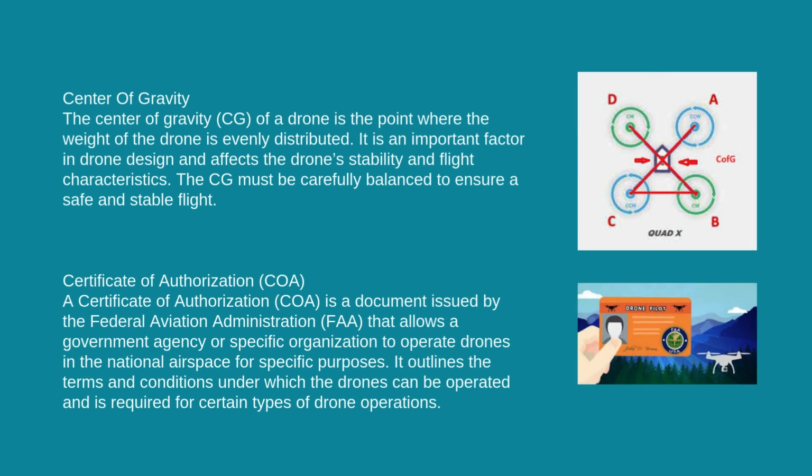Center of gravity. The center of gravity, CG, of a drone is the point where the weight of the drone is evenly distributed. It is an important factor in drone design and affects the drone's stability and flight characteristics. Certificate of Authorization, COA: a document issued by the Federal Aviation Administration, FAA, that allows a government agency or specific organization to operate drones in the national airspace for specific purposes.